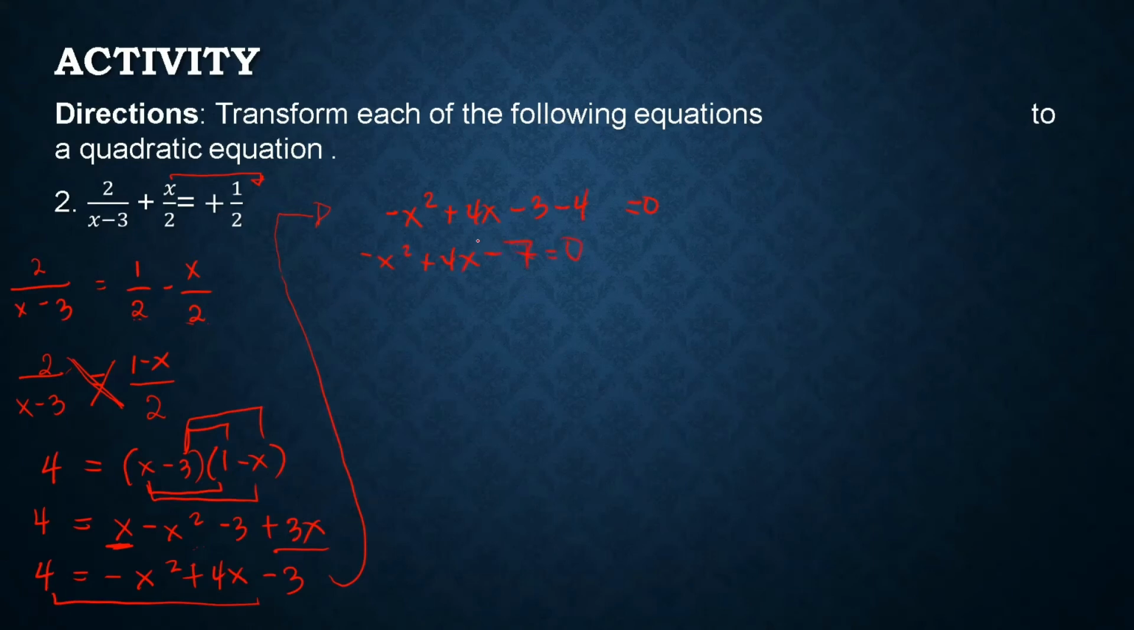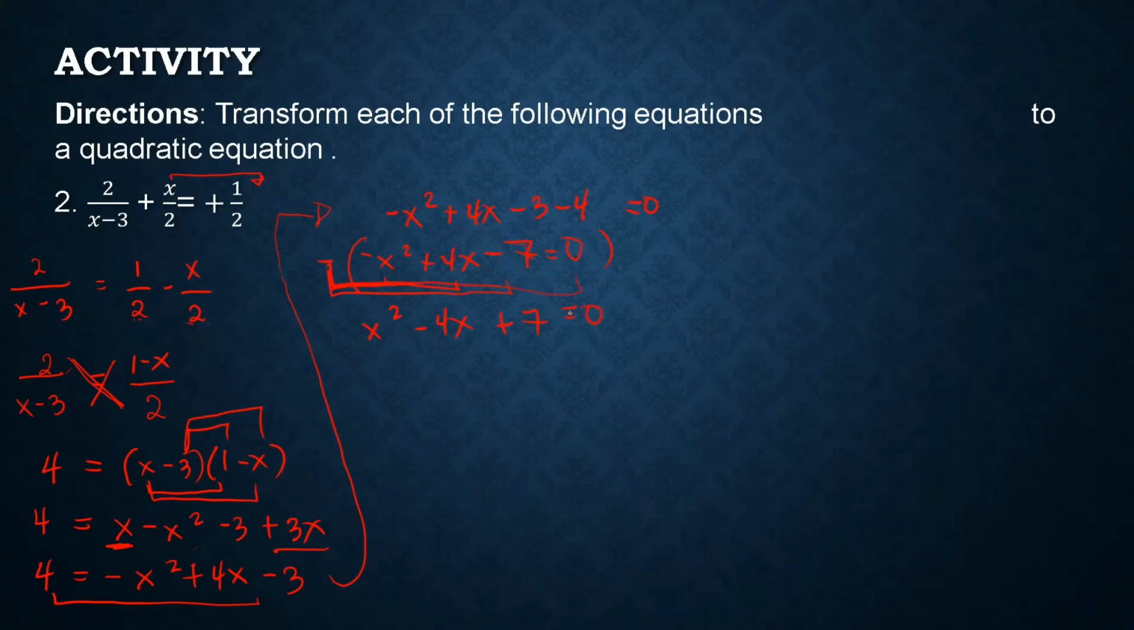Then, if you still remember, in solving the roots of a quadratic equation, our standard form should not have a negative quadratic term. But the quadratic term that we have is negative. We need to multiply it by a negative number, or negative 1. So, negative times negative x squared is positive x squared, and negative times positive 4x is negative 4x, and negative times negative 7 is plus 7. And then negative times 0 is also 0.